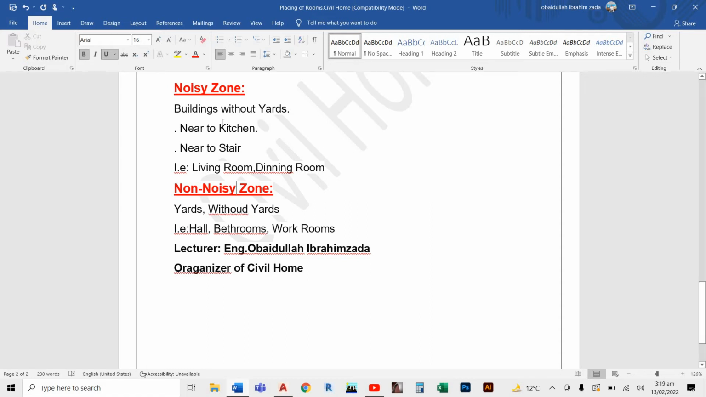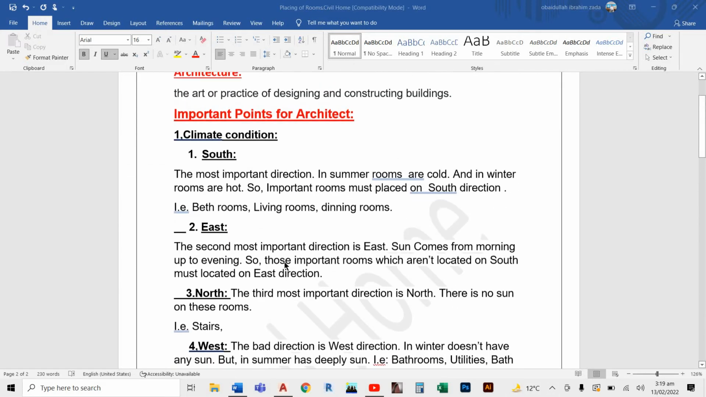And noisy zone, that is building without yards, we can say it must be near to kitchen and near to stair. This place is near to kitchen, near to stair, near to main gate. These are the places of noisy zone. For example, living room and dining room.